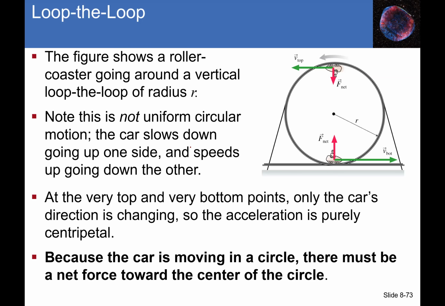If it's a roller coaster, this is now an example of non-uniform circular motion, which means the object going around in a circle has different speeds at the top and at the bottom. Okay.